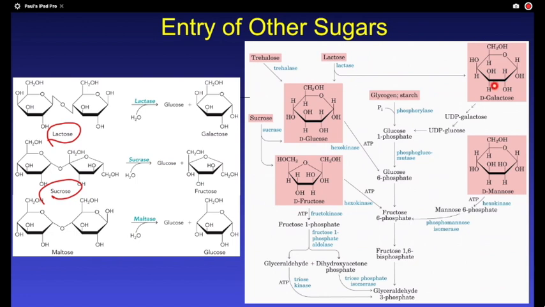And then galactose, on the other hand, I've got to show you, and I've got a slide for that. It's kind of weird how it processes in, but it will become glucose 1-phosphate, become glucose 6-phosphate, and enter in glycolysis there.